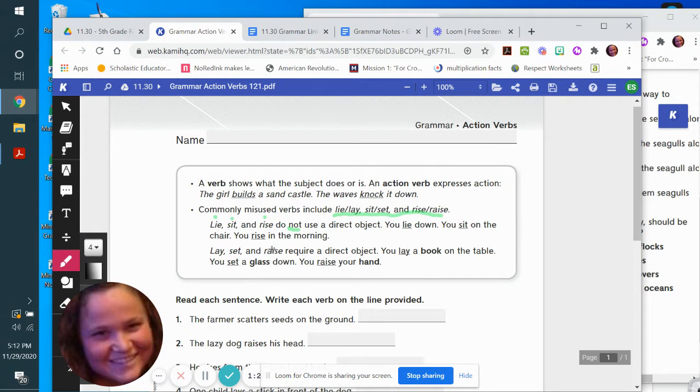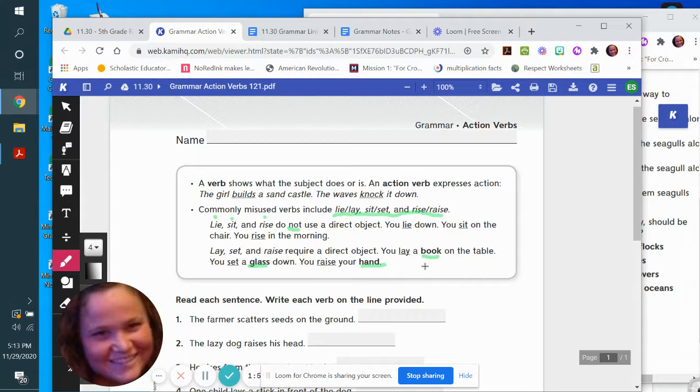Lay, set, and raise use a direct object. So the direct object might be a book, a glass, a hand. So you're talking about what you're laying down. If you're talking about yourself, you can say lie, sit, rise. If you're talking about something else, you lay the book down. You can't say you lie the book down. You lay would be how you would correctly use that.